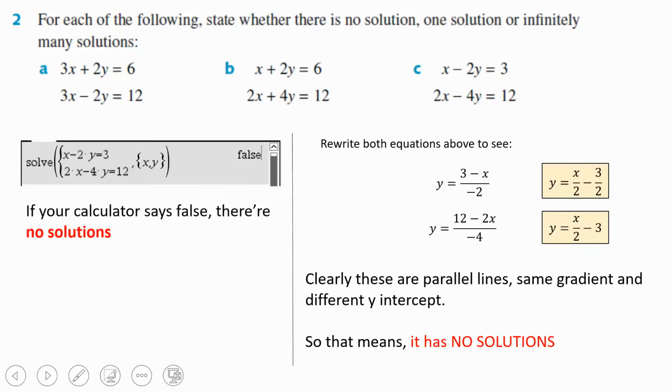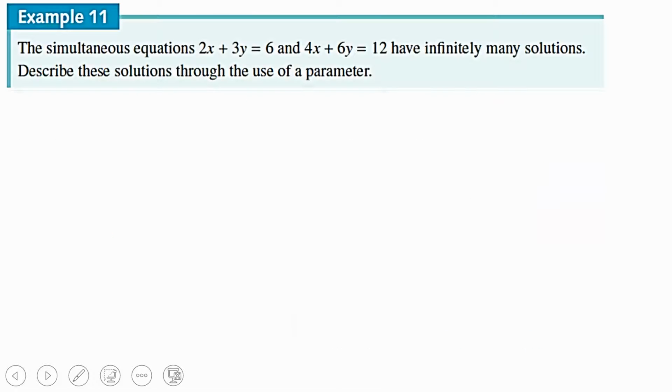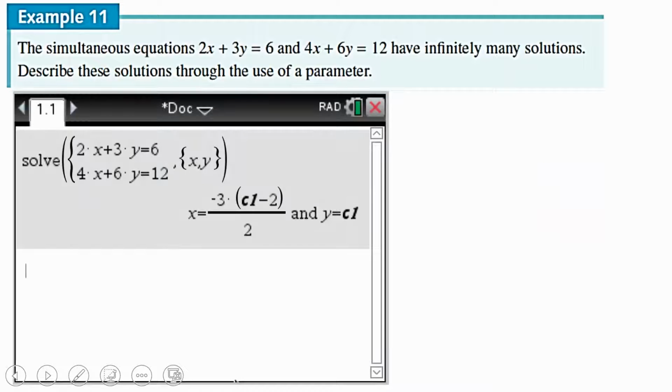Oh, what is this? Oh, this is a calculator. Another thing I noticed with the calculator as well: if you type it in the exam, if it's a multiple choice question, you solve it and it comes out false, it's going to be no solutions. Whereas if it's infinite solutions, for example, this one, this is an example from your textbook. If you actually do the solve, this comes up. Now what you notice is it's not an answer. It has C1, we call this a parameter.